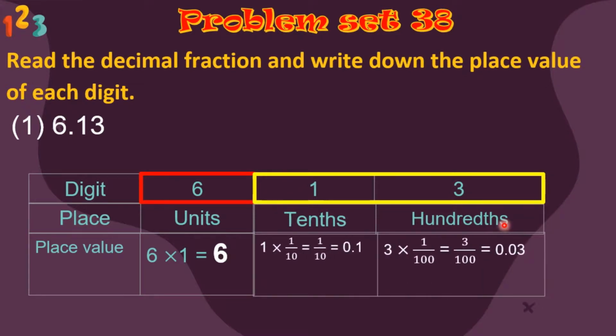Here the digit 1 is in the tenths place, so we write 1 into 1 upon 10, which is equal to 1 upon 10, and it can be written as 0.1 using the decimal point. The hundredths place has place value 1 upon 100. The digit here in the hundredths place is 3. So, to get its place value, we multiply 3 by 1 upon 100, which is equal to 3 upon 100, and it can be written as 0.03 using the decimal point.